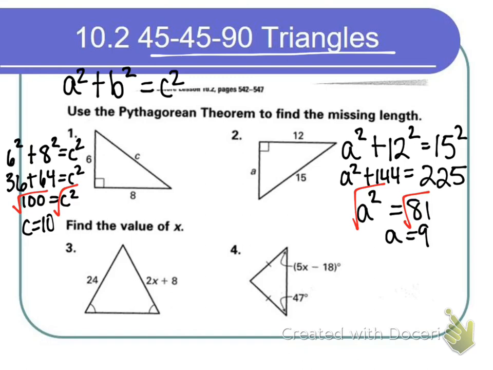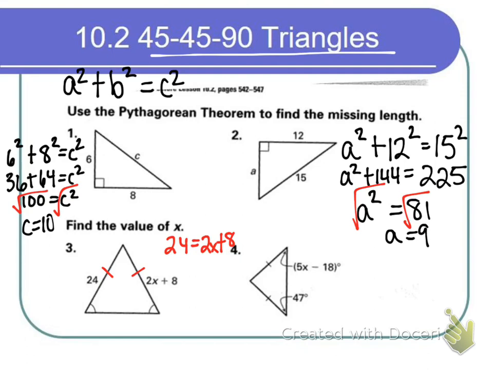On the last 2, we have isosceles triangles. So if we know that these 2 angles at the bottom, we call them the base angles, are congruent, then what is true about the sides across from those angles? They're also congruent or equal. So we can set up an equation to find x. 24 equals 2x plus 8. Those 2 sides have to be congruent if the angles across from them are congruent.